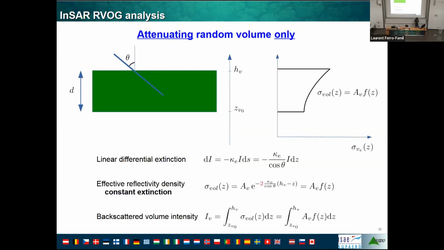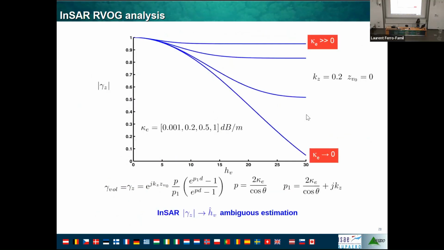Now, what happens if you have a volume with, of course, an attenuation inside? It means that when the wave propagates, it is scattered back to the radar and also in other directions, different from the one you are considering. And of course, there is an attenuation. If you have a constant attenuation, you have an exponential reflectivity profile, and the relationship between tree height and volume height and correlation changes depending on the extinction within the medium.